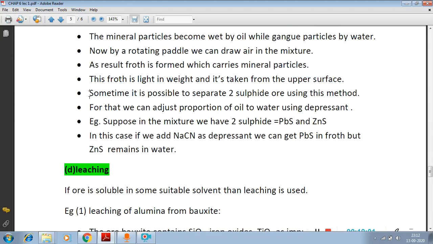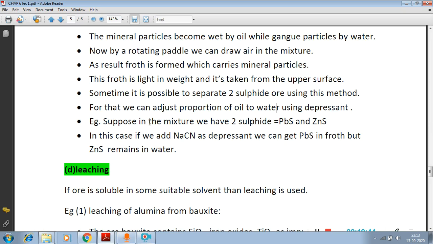Now, one another advantage of this method is that sometimes it is possible to separate 2 sulfide ores using this method. For that we can adjust the proportion of oil and water using a depressant. Now this term is new. What is a depressant? A depressant is nothing but a compound that makes a suitable ratio between oil and water.